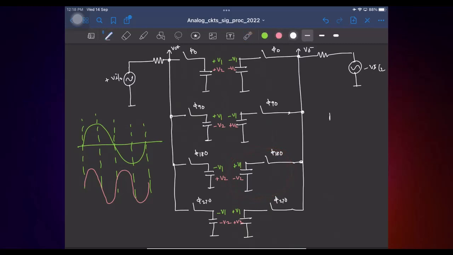So I'll just quickly write in the positive and minus side. So in the positive side, the 0 capacitor has to be combined with the 180 one. Now what about this 90? It has to go with 270, right? We want here plus V1 minus V2. So 90 goes with 270. Similarly, 180 will go with 0, right?